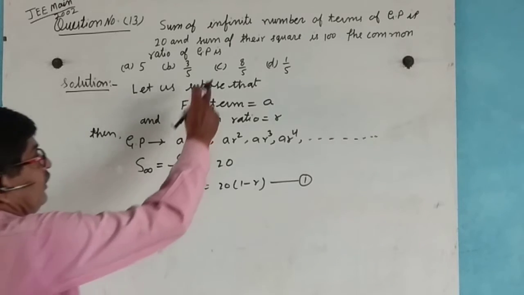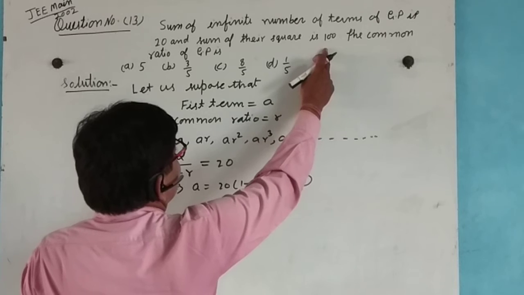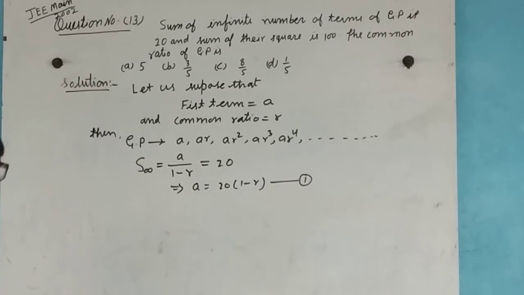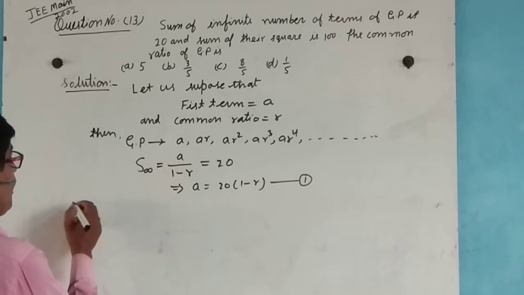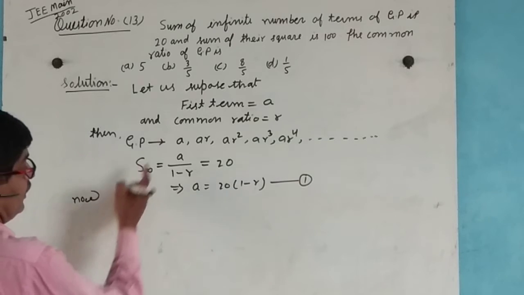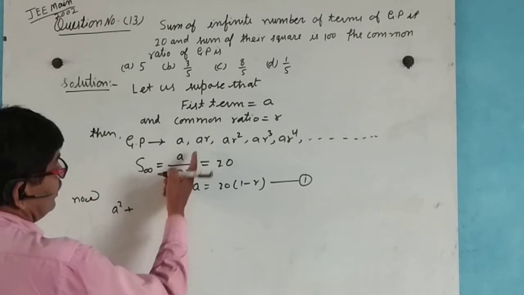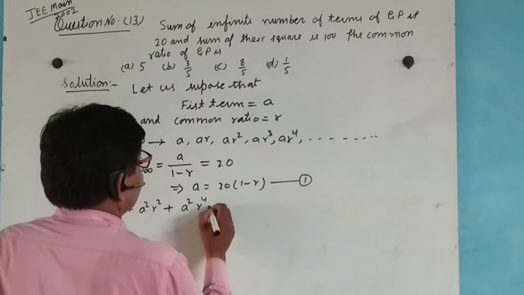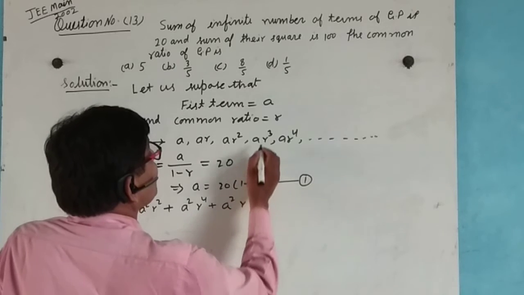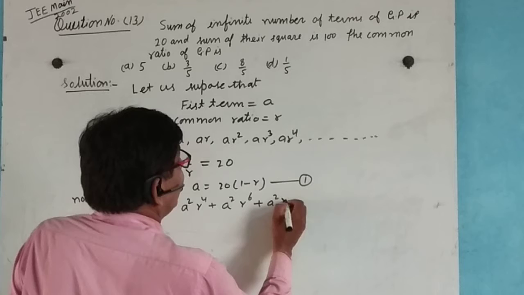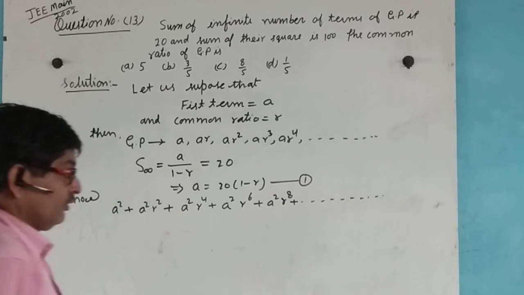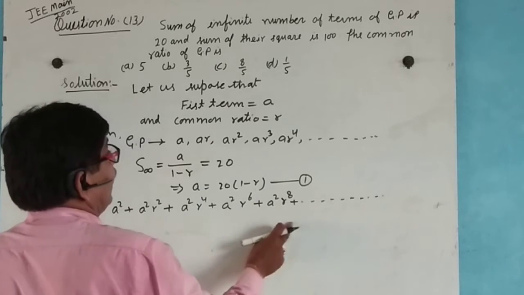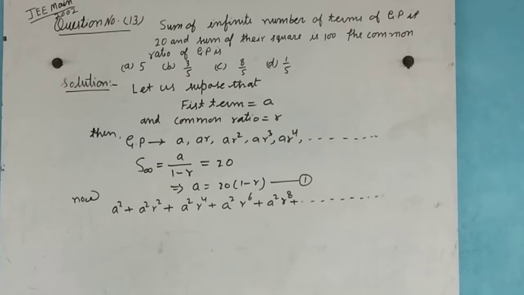Now the sum of their squares is 100. Sum of their squares means A square, A square R square, A square R power 4, A square R power 6, A square R power 8, and so on. This is the series whose sum is 100.